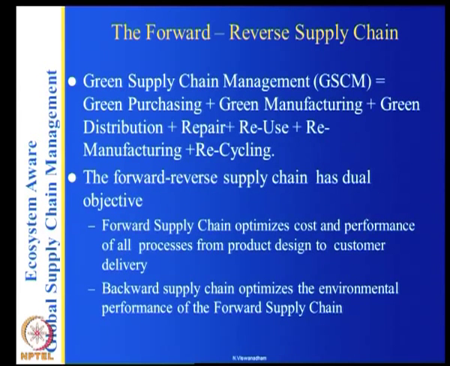Now, the forward supply chain optimizes cost and performance of all the processes from product design to customer delivery. That's the primary objective of the supply chain. That is what the forward supply chain takes care of. You take care of the supply demand matching, you take care of the lead times, you take care of the low cost requirements of the customers and make them available in the stores wherever, and so on. So basically, the requirements of the forward supply chain remain the same. But in addition, we are dealing with a backward supply chain that optimizes the environmental performance of the forward supply chain.